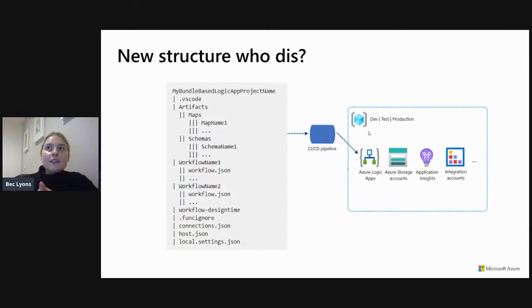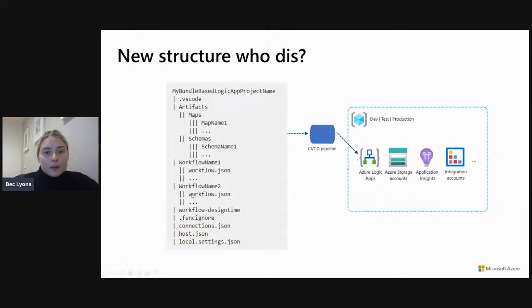So rather than having a one-to-one mapping of a Logic App resource to workflow, you now have a one-to-many type view. So one Logic App can house many workflows, and you can have them all within the one project and develop them locally, packaging them up into one particular application, and then deploying it to one Logic App.